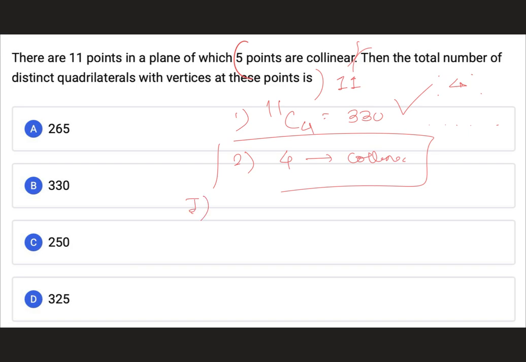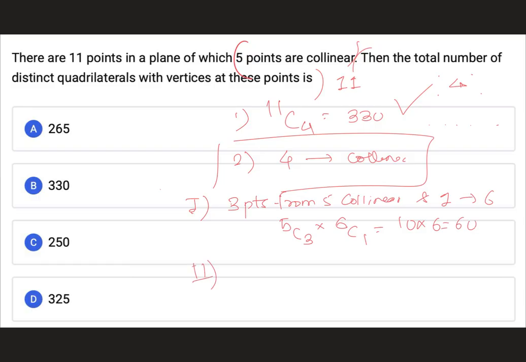First case, when we choose 3 points from the 5 collinear points and one from the other remaining points. How many other remaining points? 6. So how many will this be? You are choosing 3 out of 5, so 5C3, and from the 6 you are choosing one, so 6C1. This will be 10 into 6, that will be 60. That was the first case.